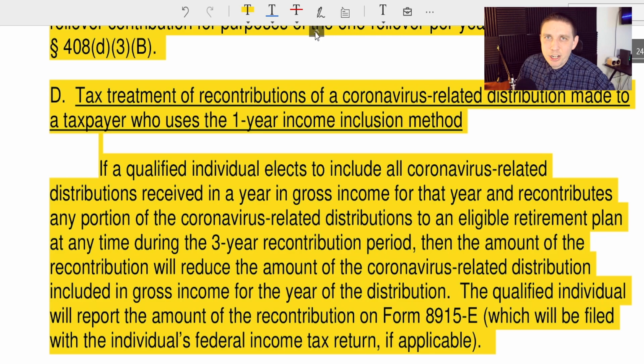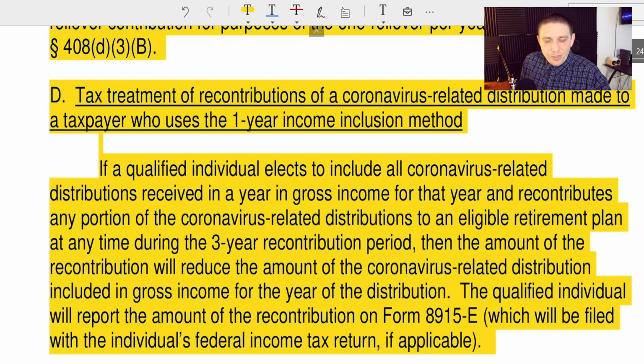But in a nutshell, think of it like this. So if you take money out in 2020 and you decide you're going to pay tax on all that money at once, and you also decide in 2020 to recontribute part of that money, then whatever amount you recontributed is going to help reduce the amount you have to show on your taxes.